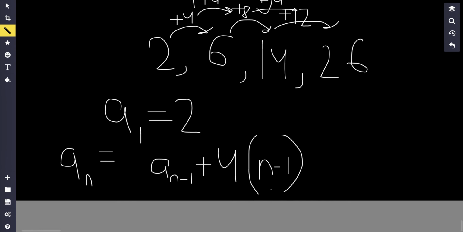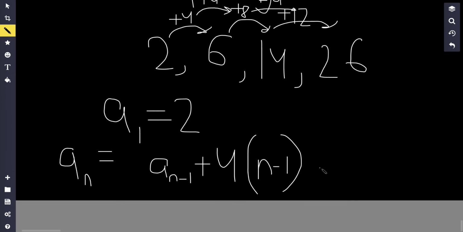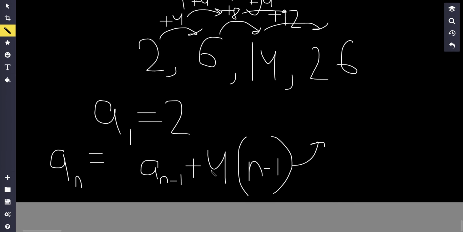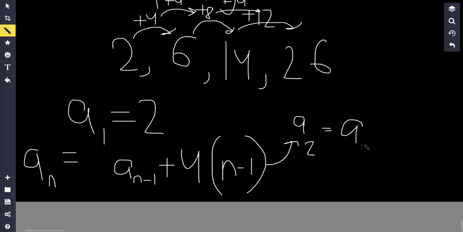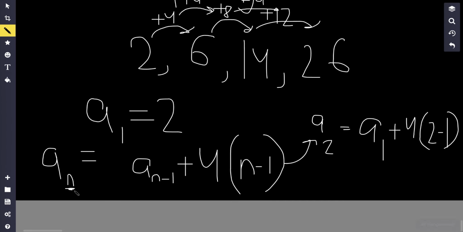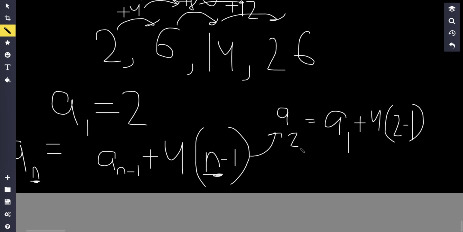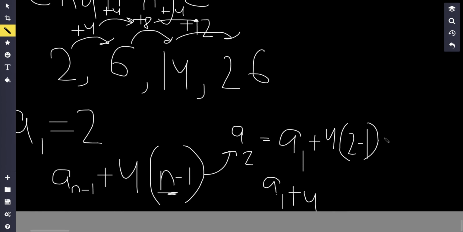Now, this might seem very confusing at first, but let's check our work to see if this is correct. So we're going to have a sub n. In this case, if we want to find out the second term, a sub 2, we plug in the 2 here and just get a sub 2 minus 1, which is just a sub 1, plus 4 times 2 minus 1. Because if we're trying to find a sub 2, then this n also turns into 2. So we just get a sub 1 plus 4. And we know a sub 1 is 2, so 2 plus 4 is just 6.